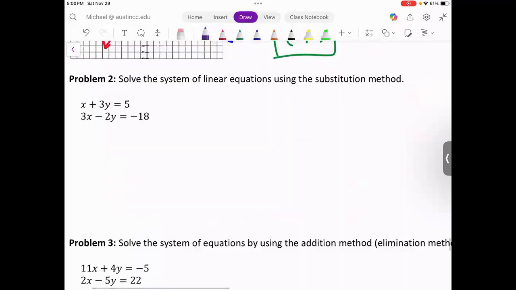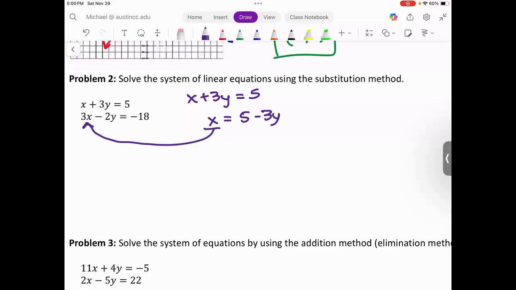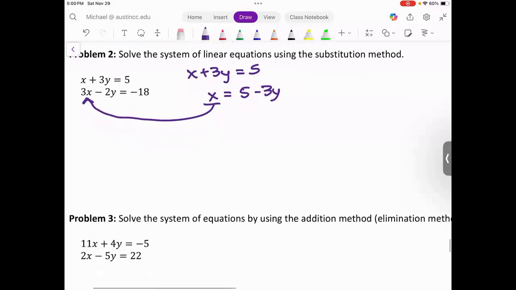So here, what we want to do is we'll take one of the equations and solve for either x or y. We just want to do whatever is the easiest. Here, this x plus 3y equals 5 is going to be our easiest option. So we'll solve for x by subtracting 3y from either side. Now, we'll take this x and plug it in right there. So that'll give us 3 times 5 minus 3y minus 2y equals negative 18.